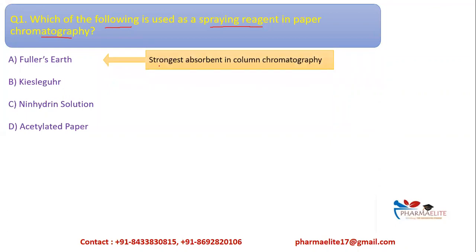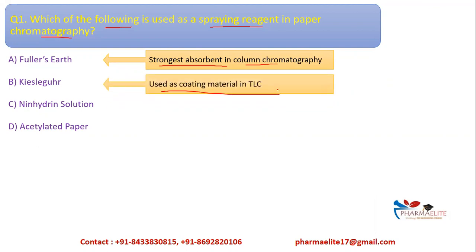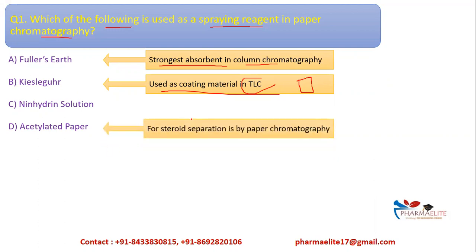Fuller's earth is the strongest absorbent in column chromatography. Kieselguhr is used as a coating material in TLC. You know the TLC plates come in different shapes and sizes, and these plates have to be coated with a coating material. So Kieselguhr is used as one of the coating materials. Acetylated paper is used in paper chromatography for steroid separations.